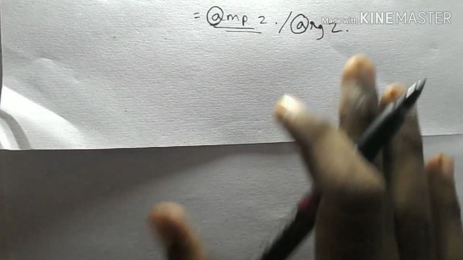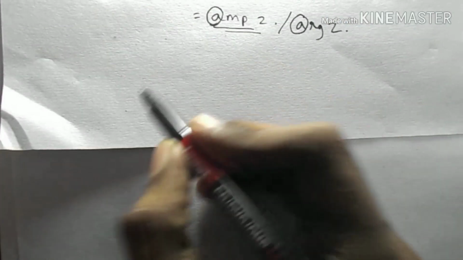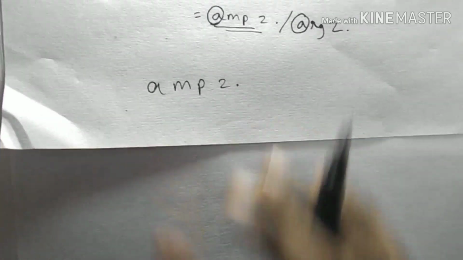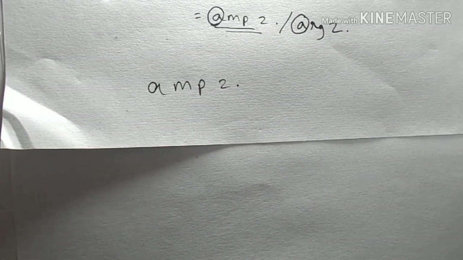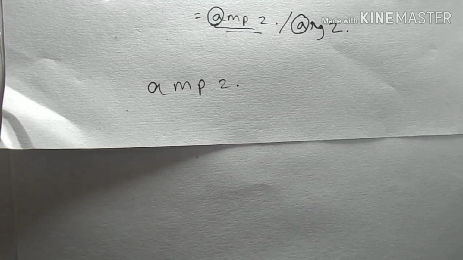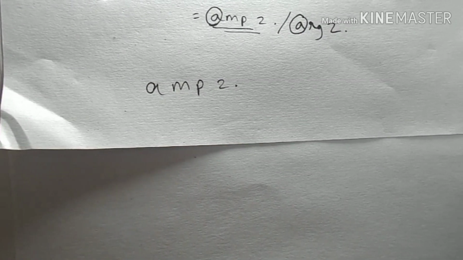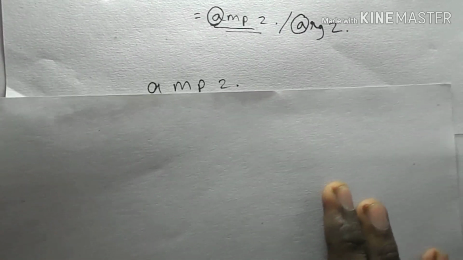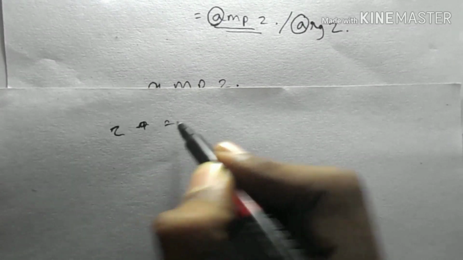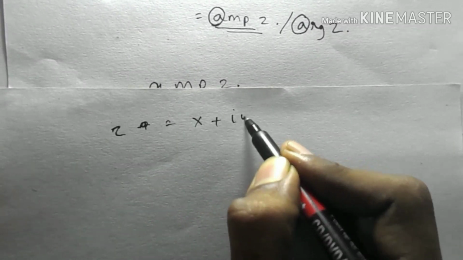Another thing you need to know is that whenever you want to find the principal value of the argument of a complex number, first you need to plot the graph of the complex number. So suppose I have a complex number z equals x plus iy.